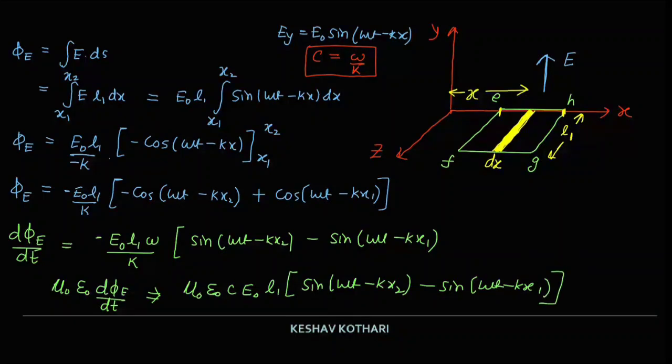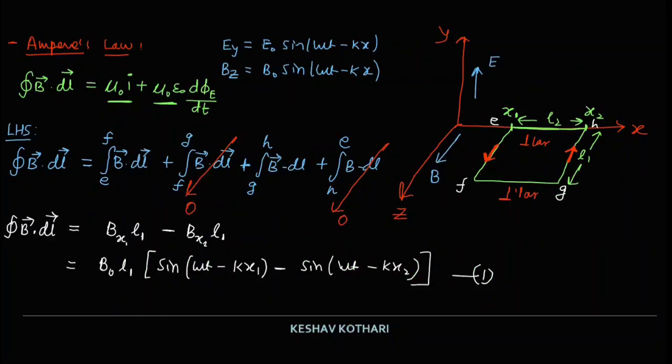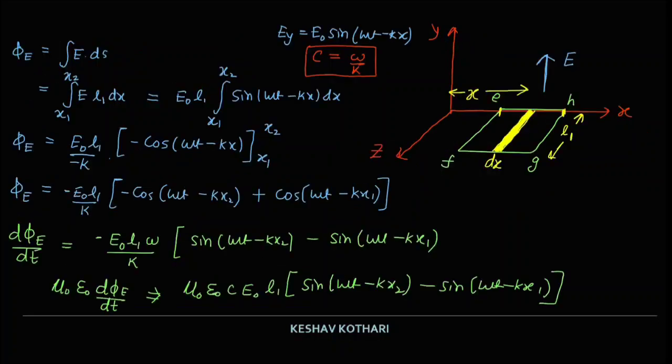So we attain this particular expression over here, and if we look at the previous page, we have attained this value as B naught L1 sine of omega t minus k x1 minus sine of omega t minus k x2. If we use this expression over here, a negative sign is missing, so this is the expression 2 that we have.